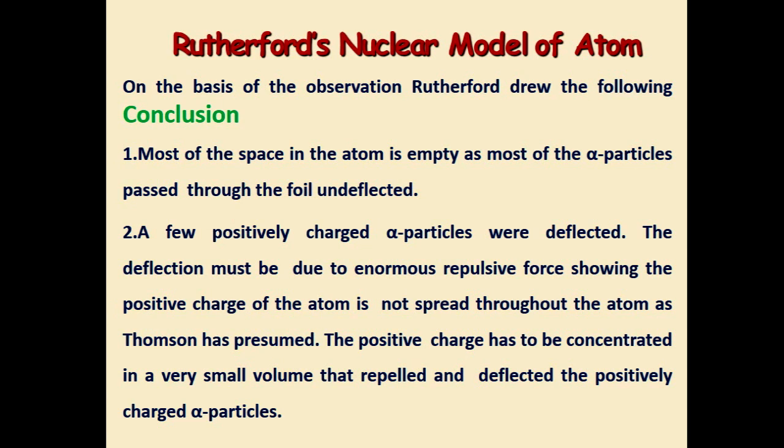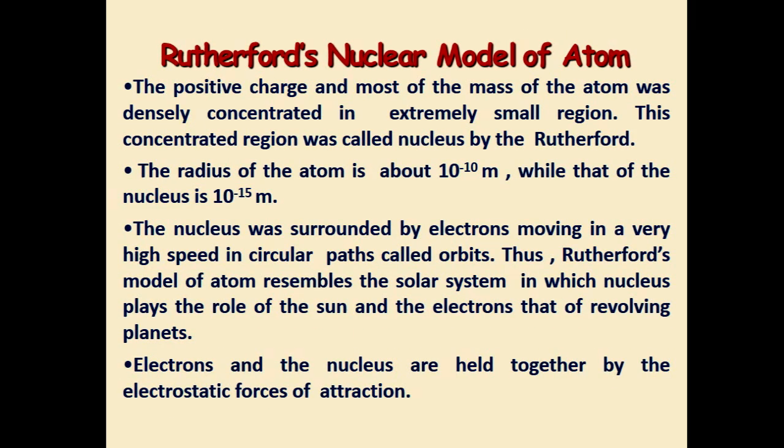Most of the space in the atom is empty, as most of the alpha particles pass through the foil undeflected. A few positively charged alpha particles were deflected. The deflection must be due to enormous repulsive force, showing the positive charge of the atom is not spread throughout the atom as Thomson had presumed. The positive charge has to be concentrated in a very small volume that repelled and deflected the positively charged alpha particles.